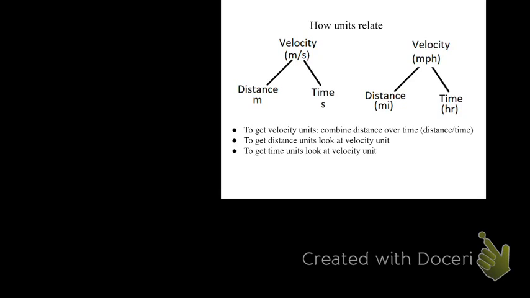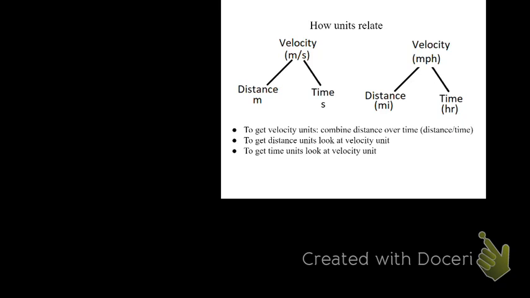So, again, with these units, I've got two scenarios here. One is meters per second, and one is miles per hour. Each of these has a distance component, which would be the meters or the miles, and they each have a time component. One is measured in seconds, and one is measured in hours. To get your velocity units, you're going to combine distance over time. The first one is meters over seconds. The second one is miles over hours. This one is written as mph, though. We don't use the slash.